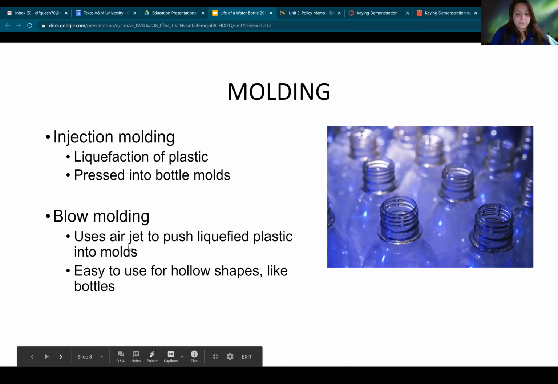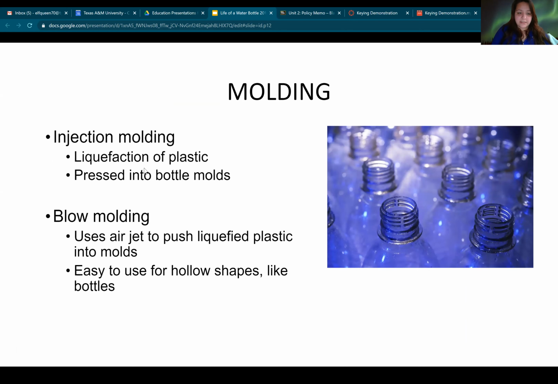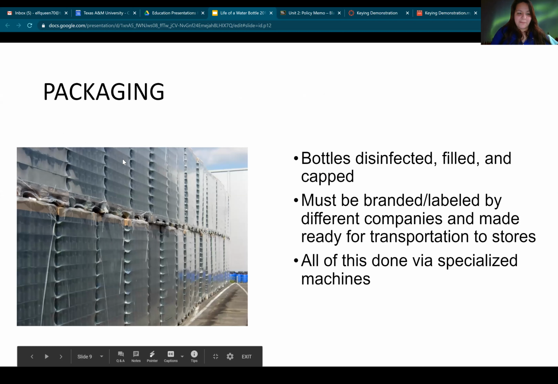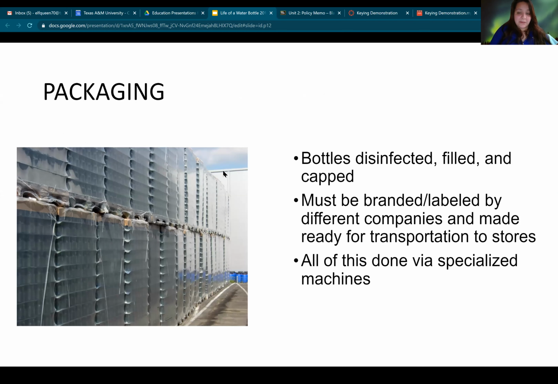And then this would be a video that would show you how water bottles are made, but that video is not on YouTube anymore. So this talks about molding. There's two processes. There's injection molding, which basically means they take a big lump of hot liquefied plastic and then they just kind of compress it, and it's compressed into the shape of a water bottle once it hardens. Or they will use air to push this liquid plastic into a mold and wait for that plastic to dry while it's in the mold. They like to use it for the hollow shape that's used to make the bottle. And then when you're packaging plastic water bottles, once they're created, they have to be disinfected, and they're filled with water, and then they're capped.